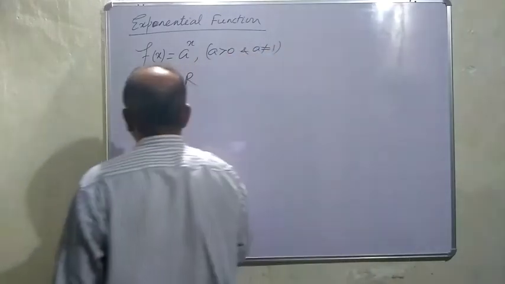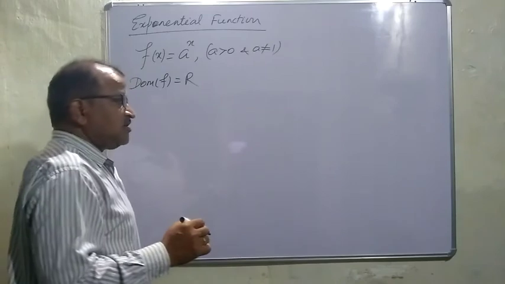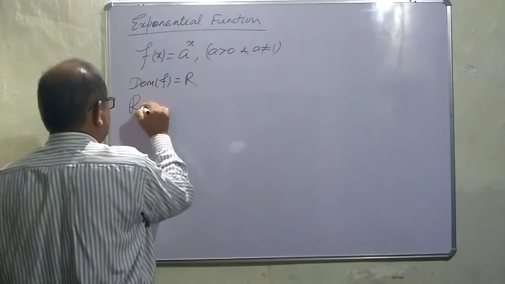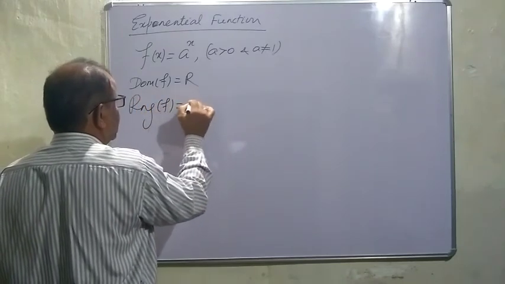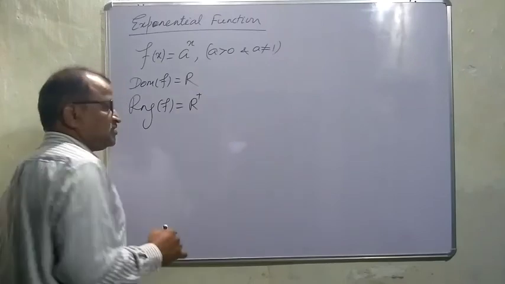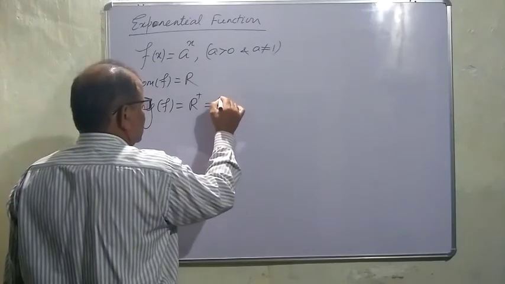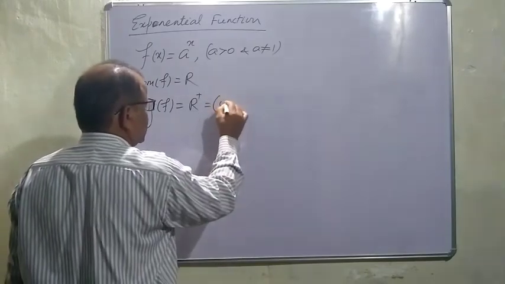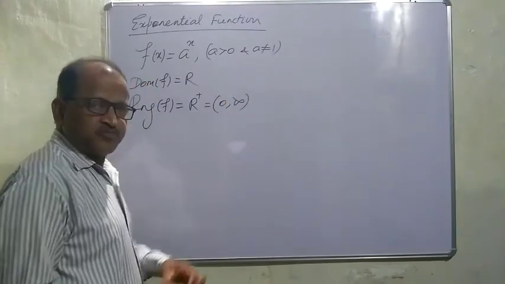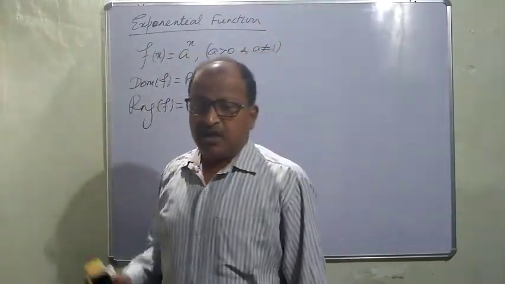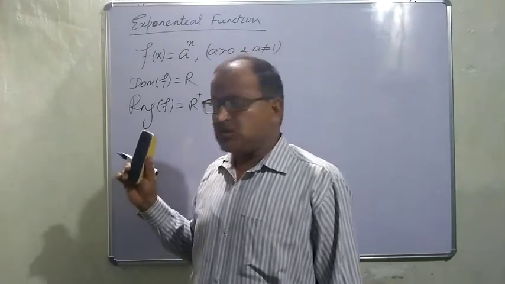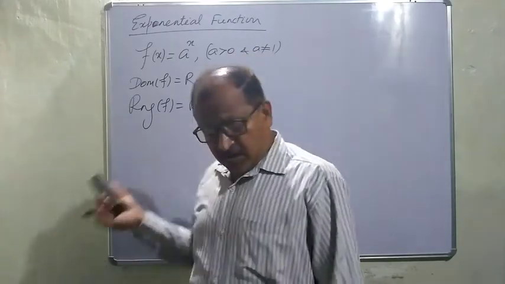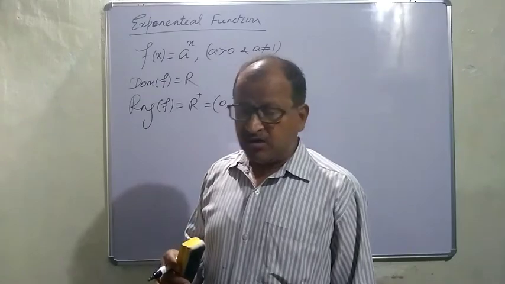But what is its range? Range is the set of positive real numbers. Range of f here is R plus, that is, the open interval 0 to infinity. This is the exponential function whose domain is the set of real numbers, range is the set of positive real numbers.